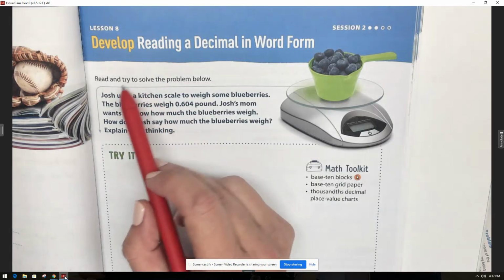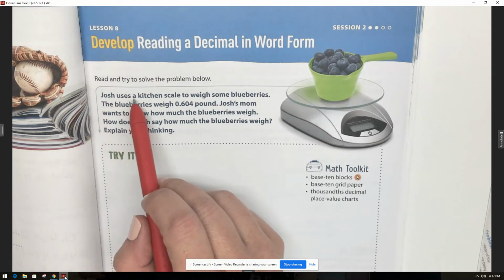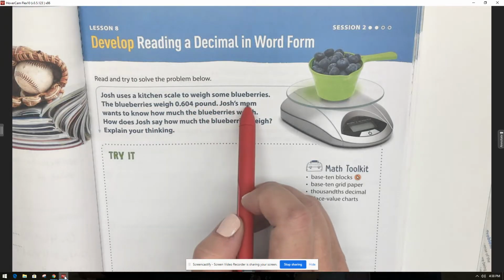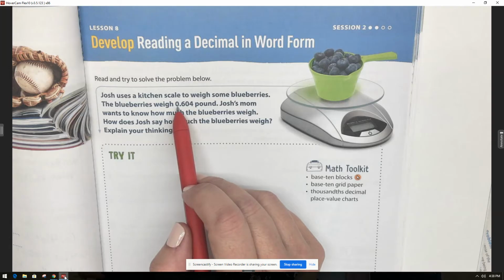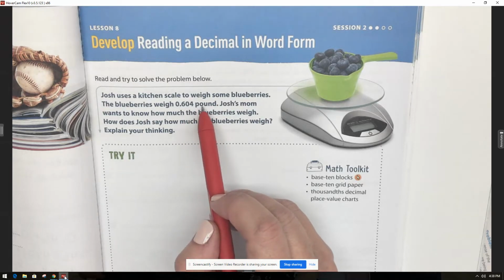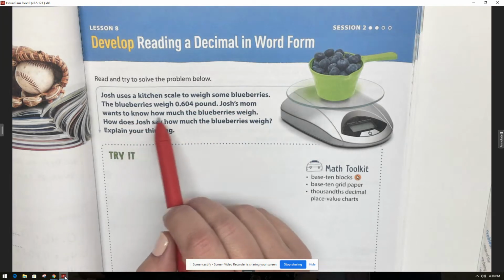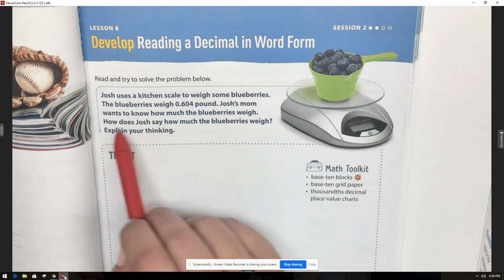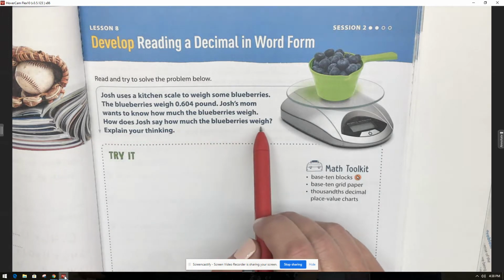All right, so we're going to go ahead and read and try to solve the problem below. It says, Josh uses a kitchen scale to weigh some blueberries. The blueberries weigh this amount. I don't want to say it out loud, just because I don't want to give you the answer. This much of a pound. Josh's mom wants to know how much the blueberries weigh. How does Josh say how much the blueberries weigh?